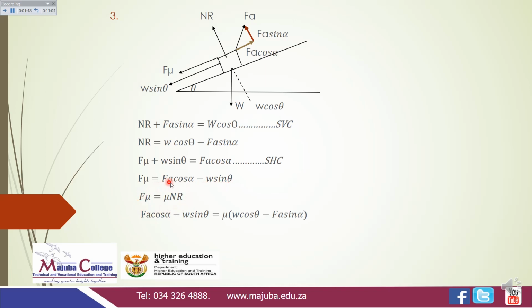And again, we are going to take the universal formula, as we call it, which is the frictional force equals the coefficient of friction times the normal force. Instead of the frictional force, we substitute FA, the cos of alpha, minus W, the sine of theta, equals mu, which is the coefficient of friction, into, instead of NR, which is the normal force, we're going to substitute W, the cos of theta, minus FA, the sine of alpha.